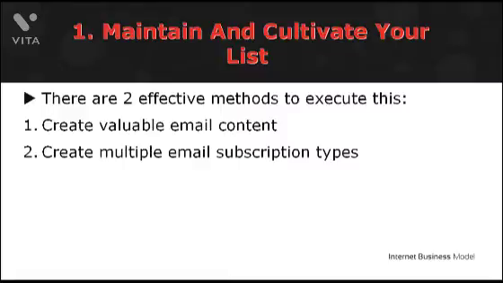2. Create multiple email subscription types. By segregating your email subscription types, you can be more focused by sending more targeted content to a very specific audience. The people in your list are more likely to click through emails that are specifically for them. Always bear in mind that you need to stay true to why people in your list opted in.